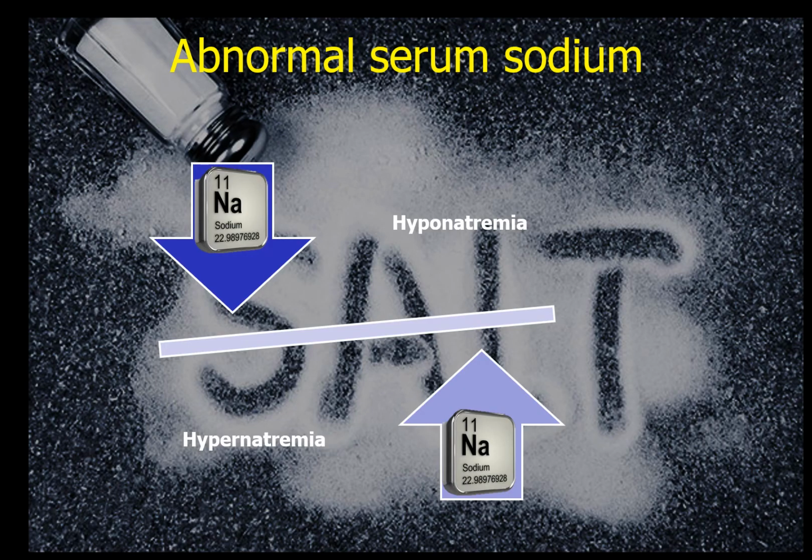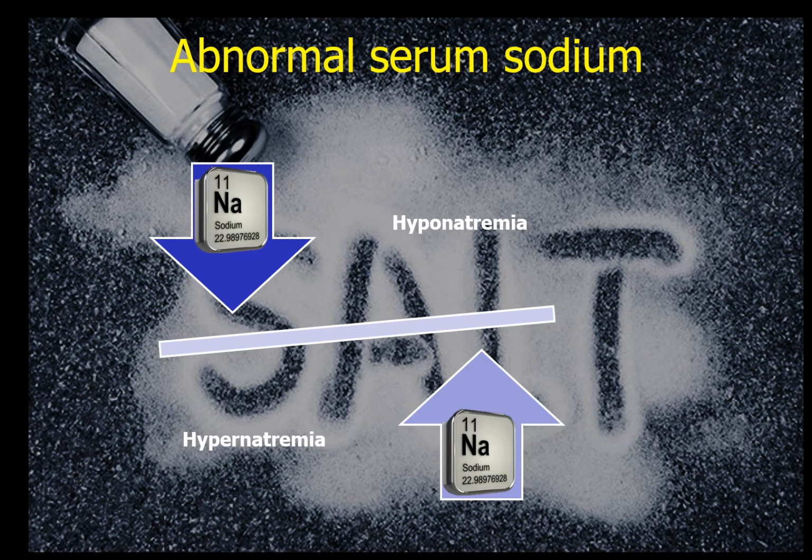Dysnatremias are also observed in AKI. Hyponatremia is a common laboratory finding and generally is due to dilution from fluid retention and/or administration of hypotonic fluids. Less common causes of hyponatremia include sodium depletion, which we call hyponatremic dehydration, hyperglycemia, wherein the serum sodium concentration decreases by 1.6 milliequivalents per liter for every 100 milligrams per deciliter increase in serum glucose above 100 milligrams per deciliter, and pseudo-hyponatremia.